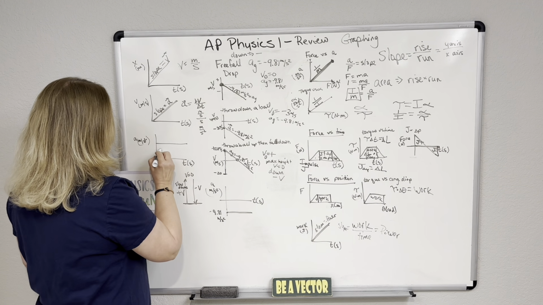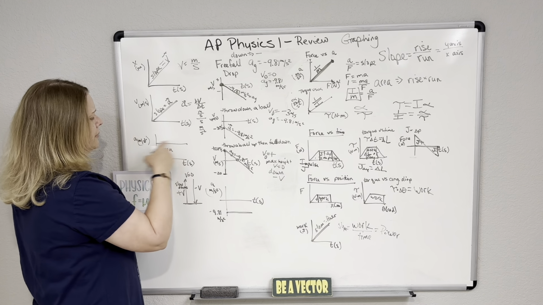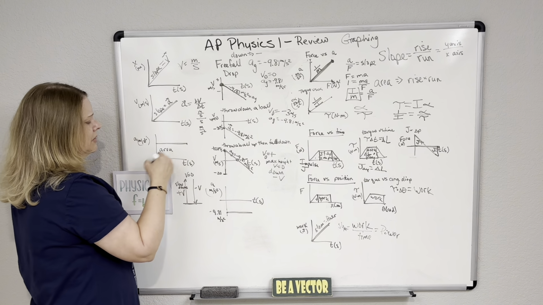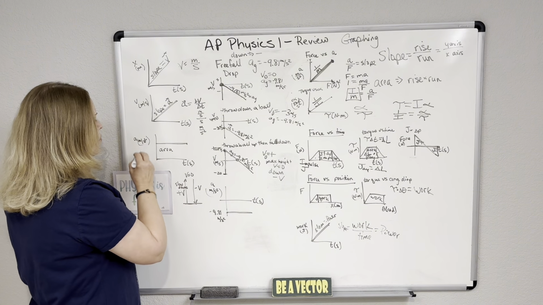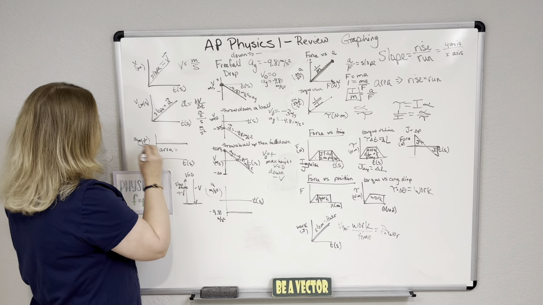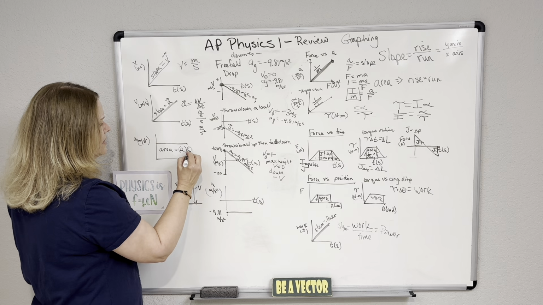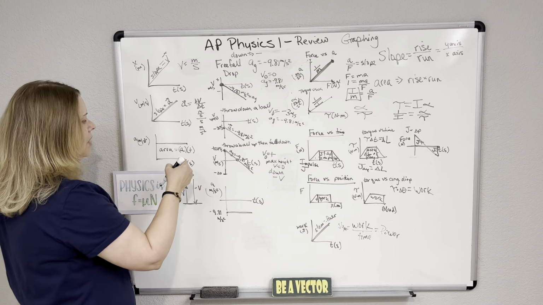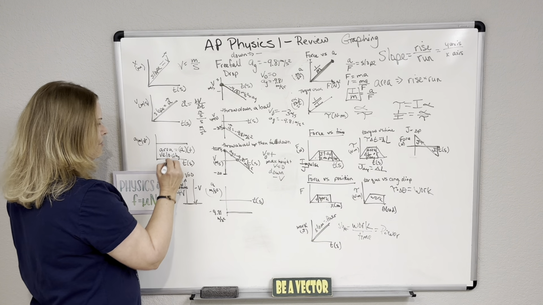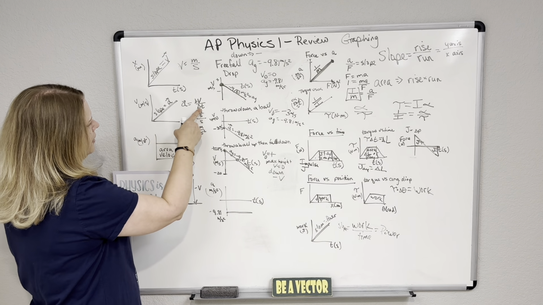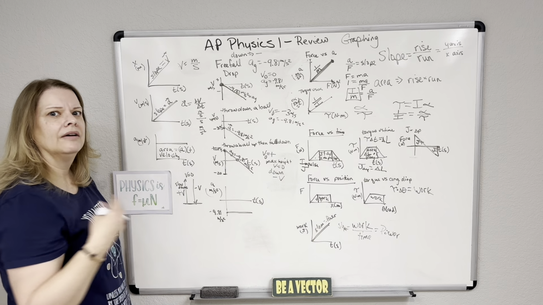I want to look at areas under these. I'm going to make a constant acceleration here, and I want to see what the area is. What is the area when I take the rise, which is acceleration, times the time? What does that equal? Oh, that equals velocity. And you're like, well, how did you know that? Look at this equation. Acceleration times time is velocity.